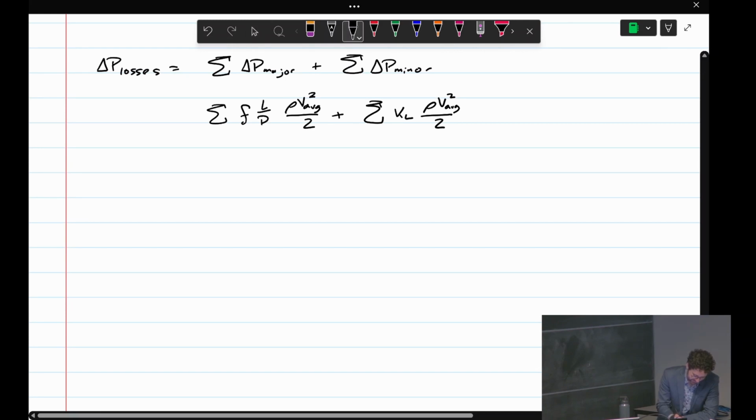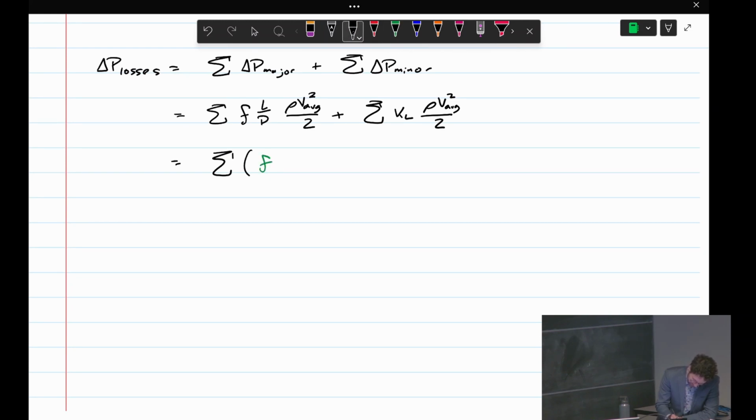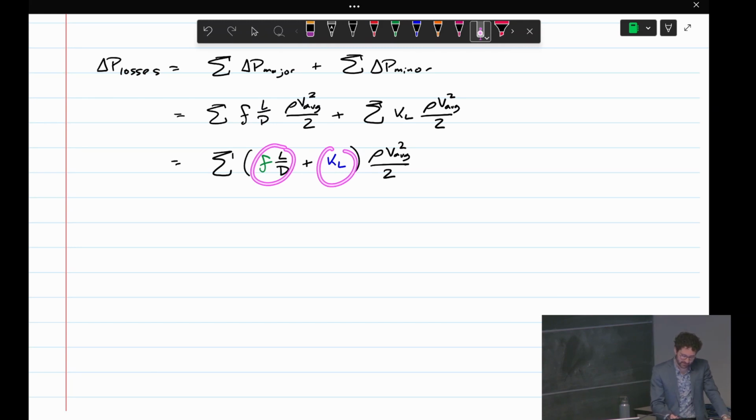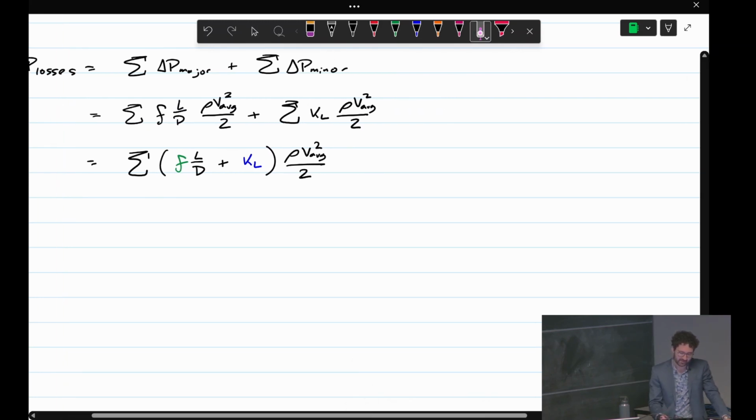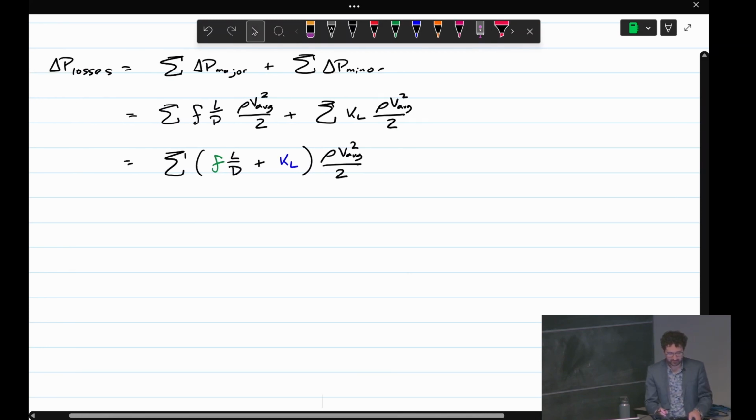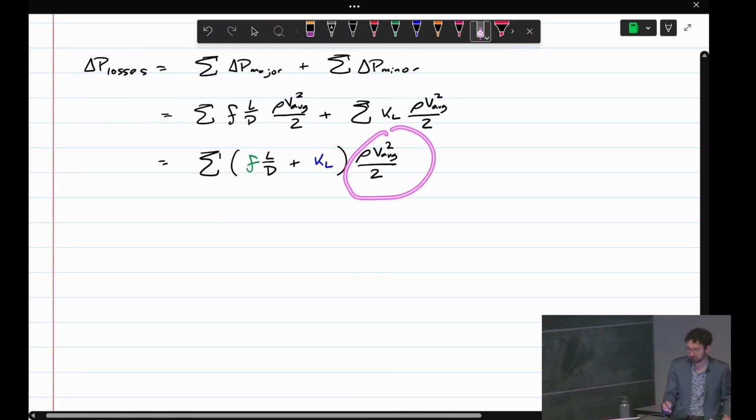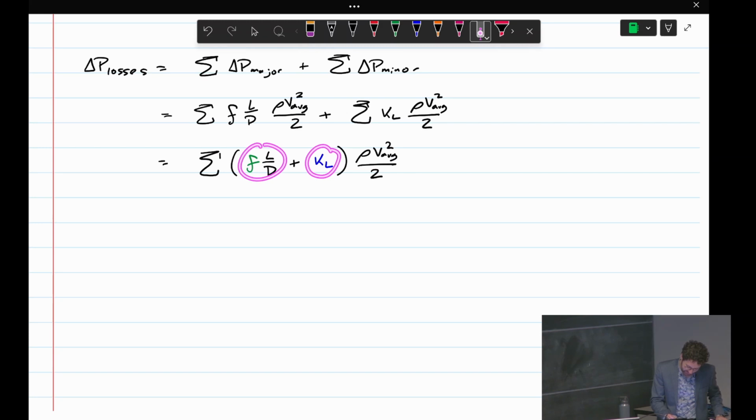We can collect these two terms into this form, where it's commonly written as. These are both non-dimensional coefficients, right? So f is non-dimensional, L over D is non-dimensional, and KL is non-dimensional. We're saying here that the pressure loss due to frictional effects is some non-dimensional coefficient times the kinetic energy in our pipe. So this is the major losses, and this is the minor losses coefficients.